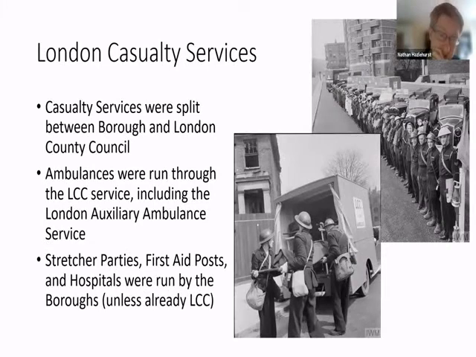And from a casualty services perspective, they were split. Now, this is something that is almost unique in London. In most areas across the country, if you had a county council with urban and rural districts underneath, the county would run casualty services. But in London, where you had the London County Council, but you had boroughs that were unitary authorities in their own right, there was a split. Ambulances were run by the county council.